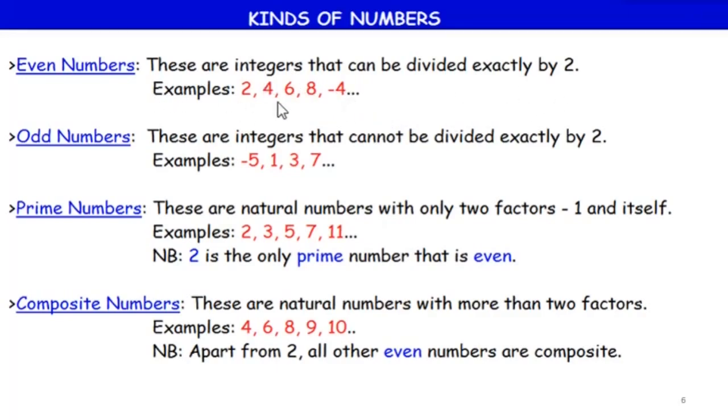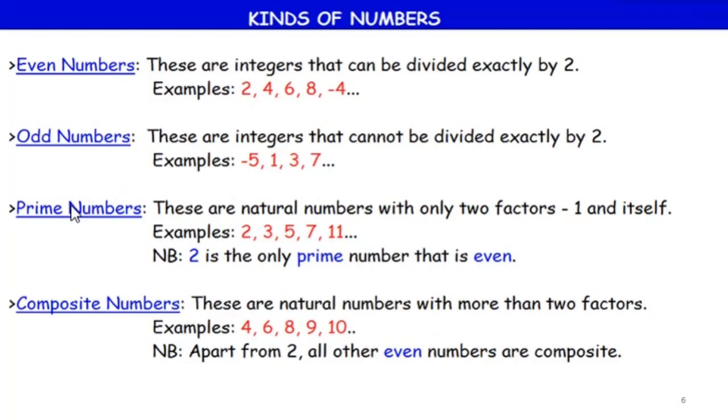So it means that when you divide these numbers by 2, they don't leave any remainder. We have examples here as 2, 4, 6, 8, -4. When I divide 2 by 2, I get +1 with no remainder. When I divide 4 by 2, I get 2 with no remainder. 6 divided by 2 is 3 with no remainder. 8 divided by 2 is 4 with no remainder. -4 divided by 2 is -2 without a remainder.